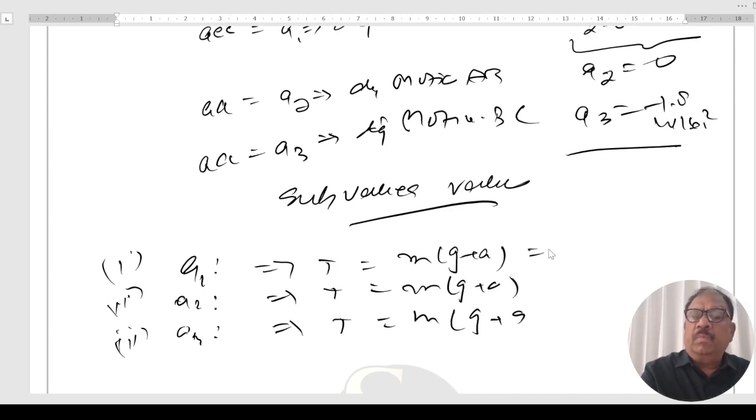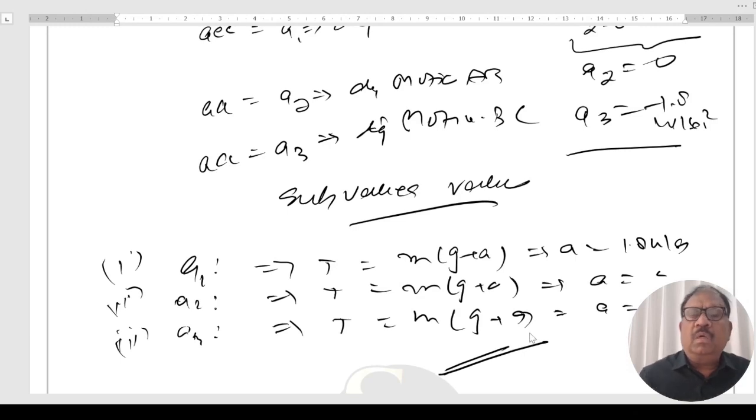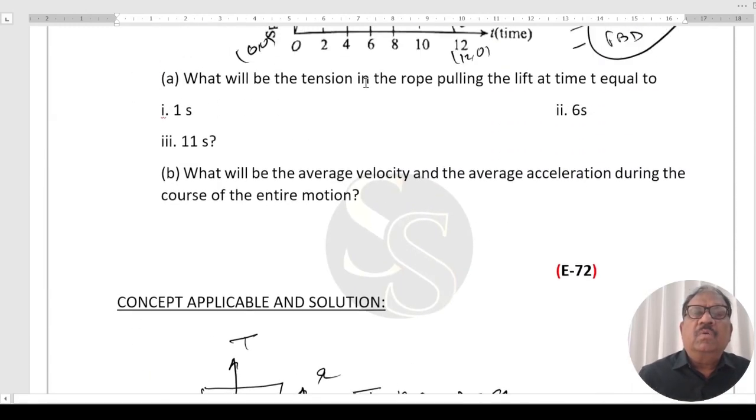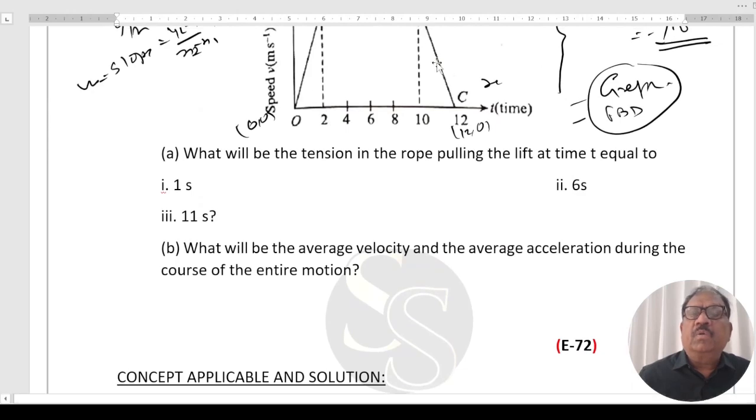In the first, put a equal to 1.8 meter per second square. In the second, a equal to 0. In the third, a equal to minus 1.8 meter per second square. You already know the values of m and g. Okay. This is all about the tensions on different occasions during this period, during this period, and during this period.